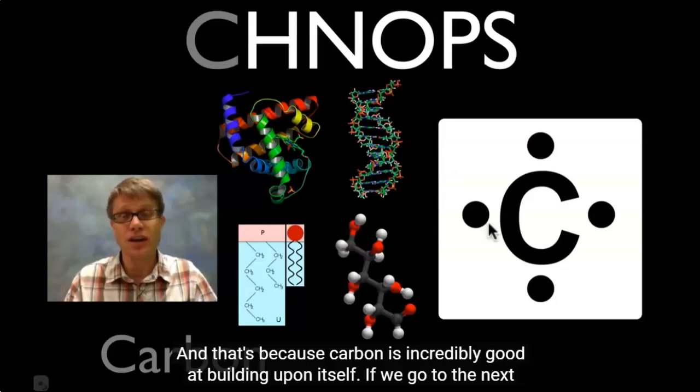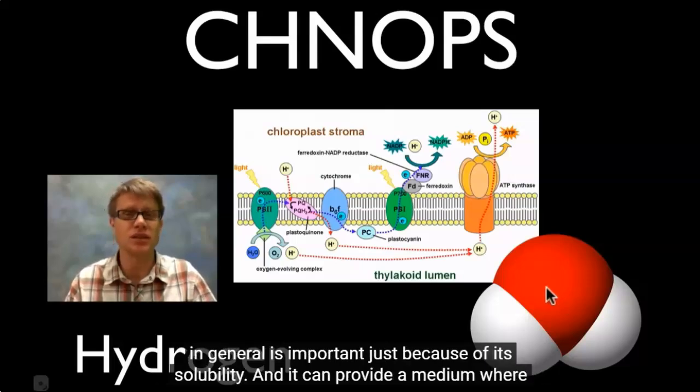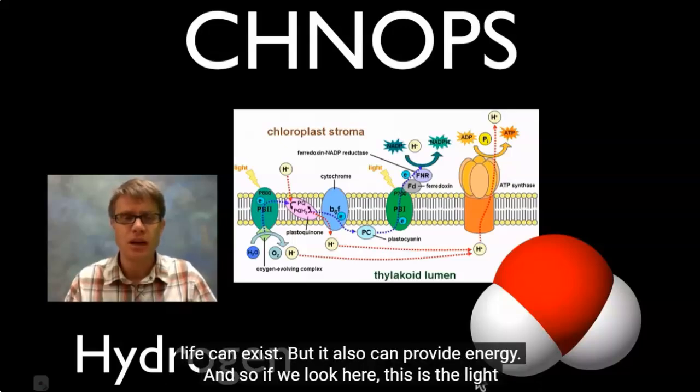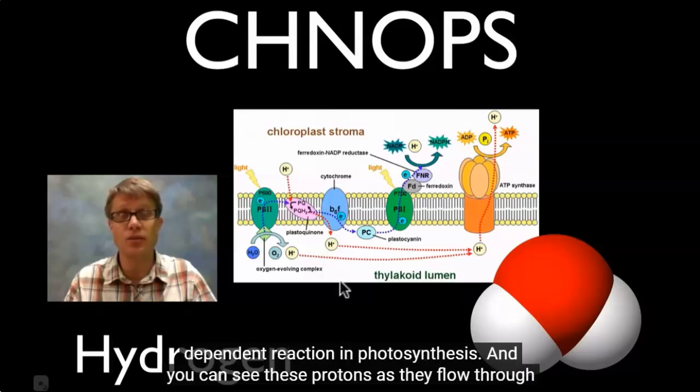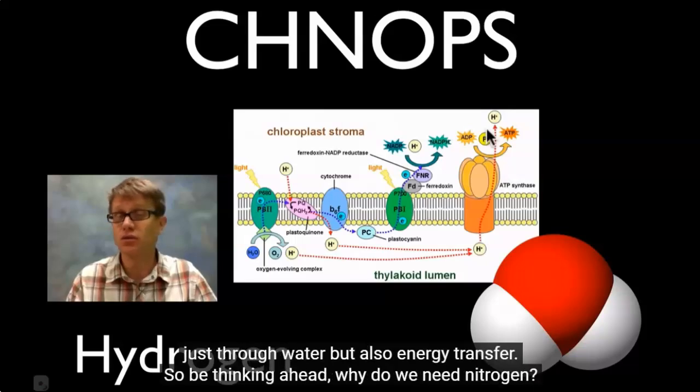If we go to the next one, why is hydrogen important? Hydrogen is important because it makes up water, and water in general is important just because of its solubility, and it can provide a medium where life can exist. But it also can provide energy. And so if we look here, this is the light-dependent reaction in photosynthesis, and you can see these protons as they flow through ATP synthase are actually making energy in the form of ATP. And so hydrogen is important just through water, but also energy transfer. So be thinking ahead. Why do we need nitrogen?